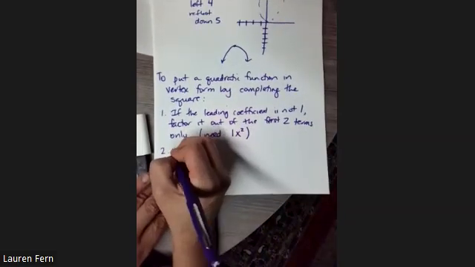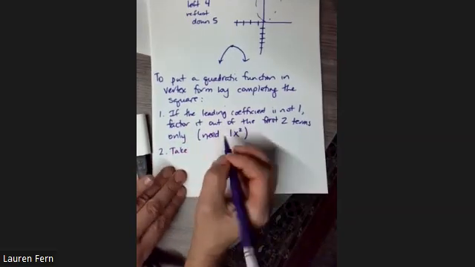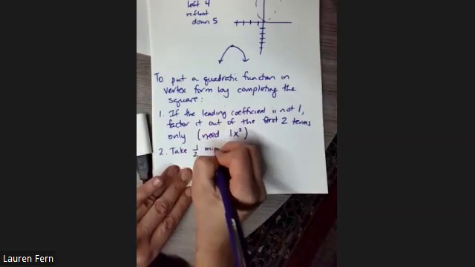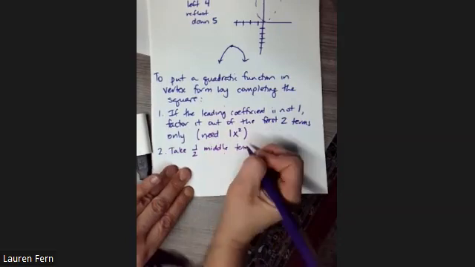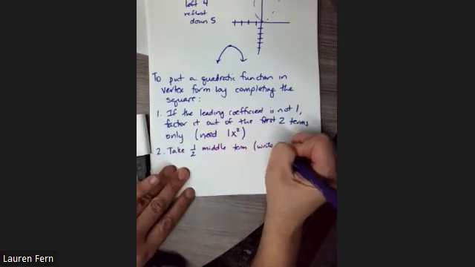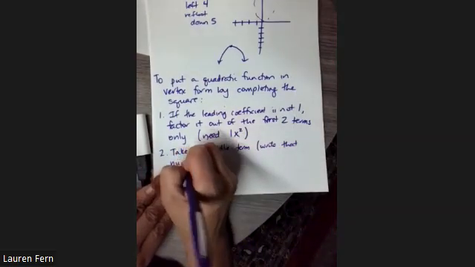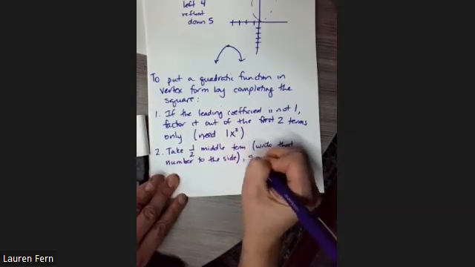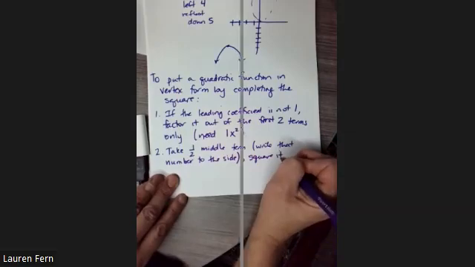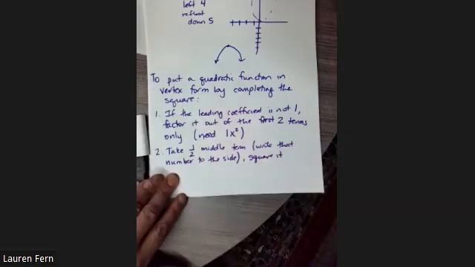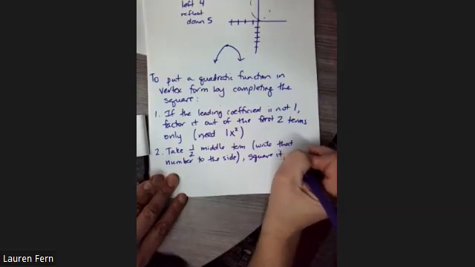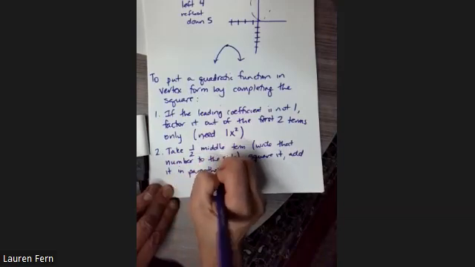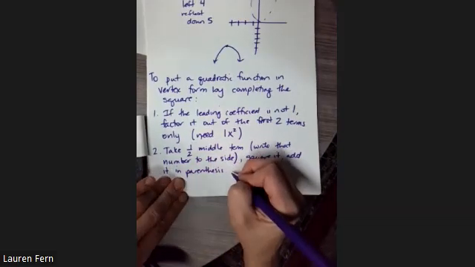The second thing we're going to then do, and this is going to seem funky, but as always, you know I go through a ton of examples, is you're going to take half the middle term. And when you do that, you're going to write that number to the side. Then you're going to square it. And then add it in the parentheses, and you'll see what I mean momentarily, and then balance at the end.